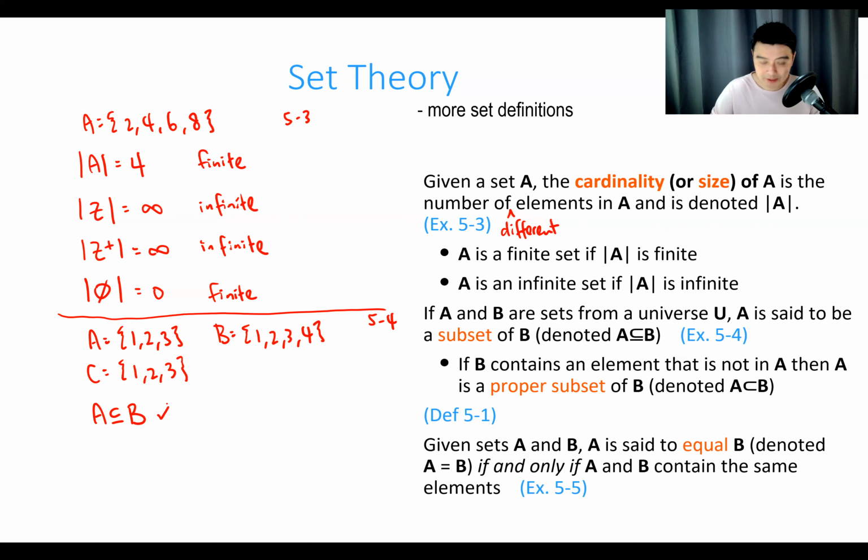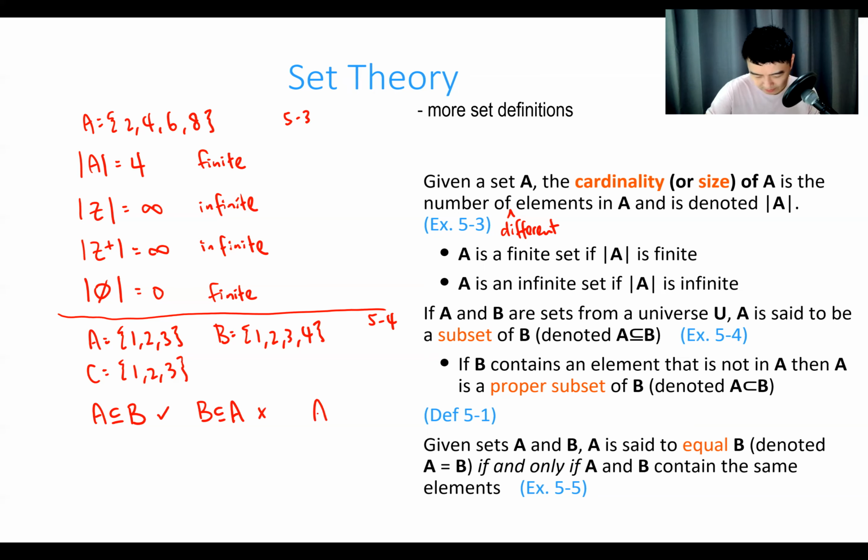All right, can we say that B is a subset of A? Can we say that every element in B is also found in A? No, we can't, because the number 4 is not found in A. We have to make sure that every single element in B is also one that is found in A. So here we cannot say that B is a subset of A.